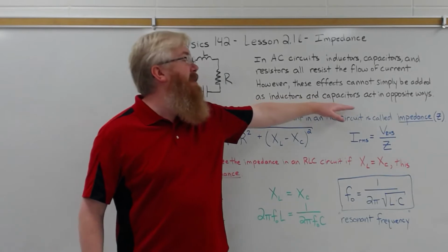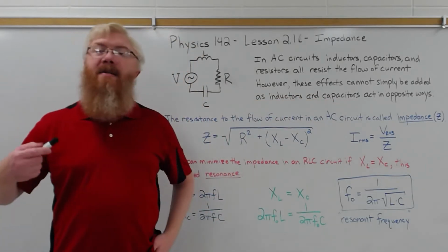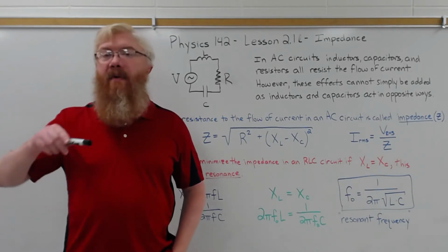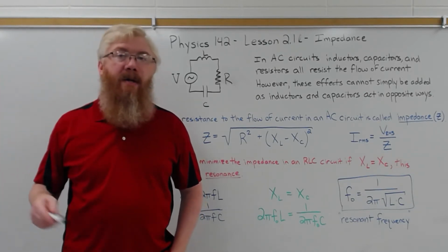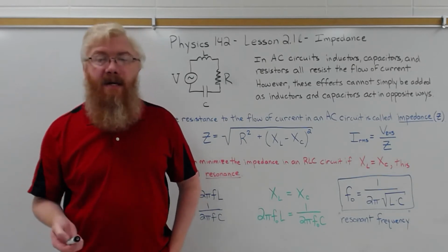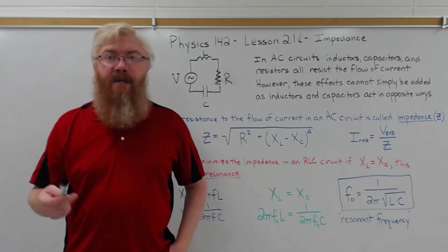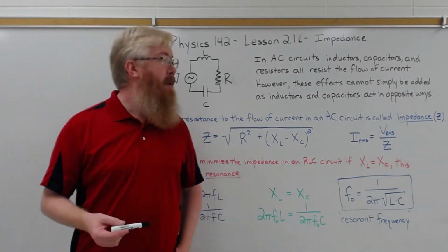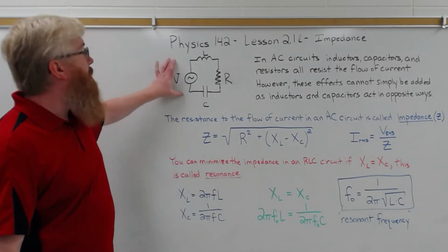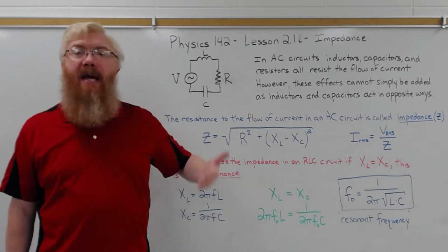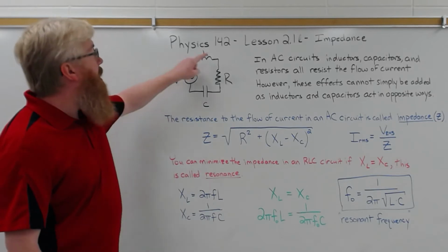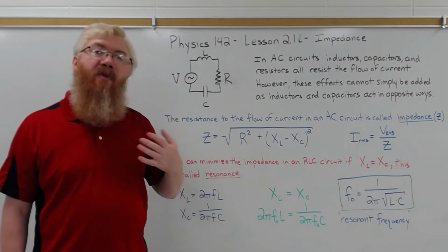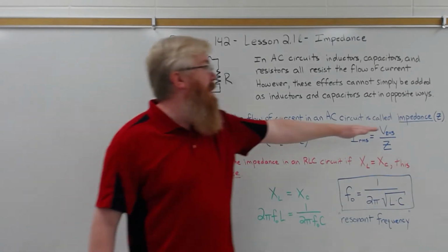Because inductors and capacitors act in opposite ways. Remember, inductors prevent high-frequency signals from getting through. If you have a low-frequency alternating current, the current more easily passes through an inductor. And for a capacitor, the opposite is true. High-frequency current passes more easily through a capacitor. So when we combine these, there is a way to combine them. You just can't simply add them together. The collective effect of these three devices on the flow of electricity in this circuit is called impedance.